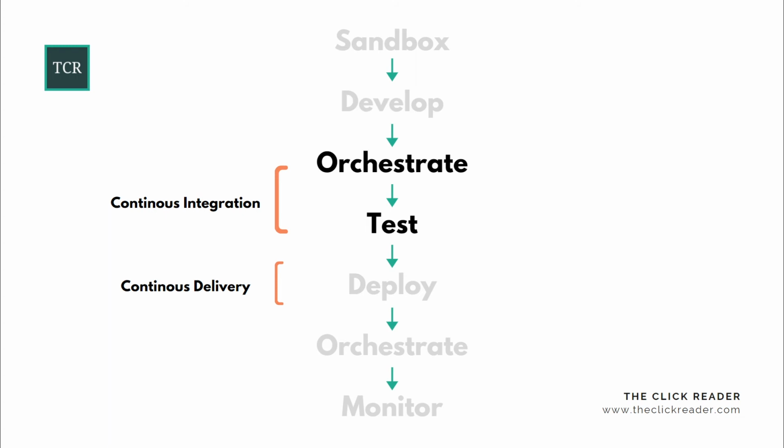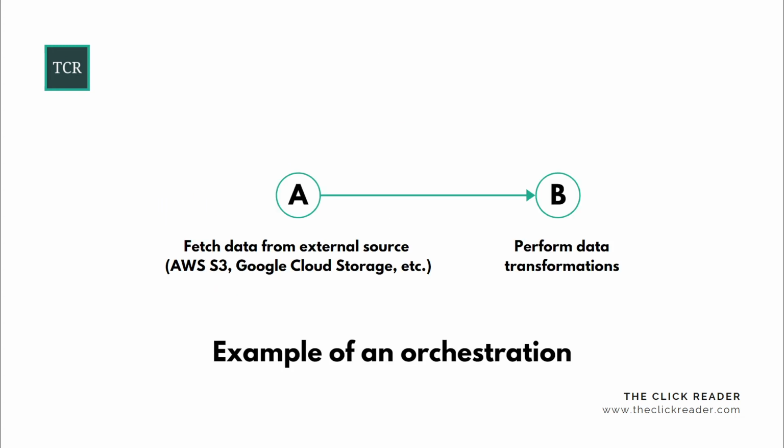Then, this is something new. Inside of a shared repository, we'd want to orchestrate a bunch of commands. To understand what orchestration is, let us take this example. Here we have a directed acyclic graph that goes from point A to point B. When node A is executed, we would fetch data from external sources inside of the repository. That would be AWS S3, Google Cloud Storage, and so on. And when node B is executed, we'd perform data transformations using the fetched data.